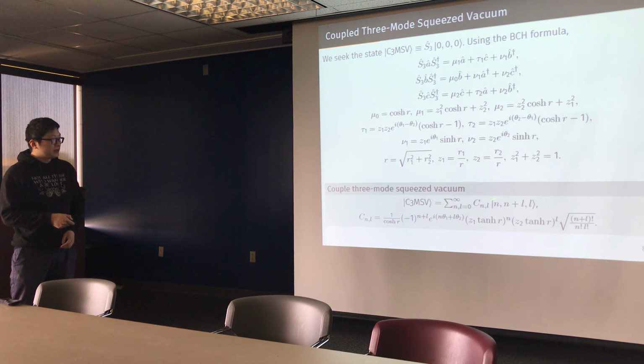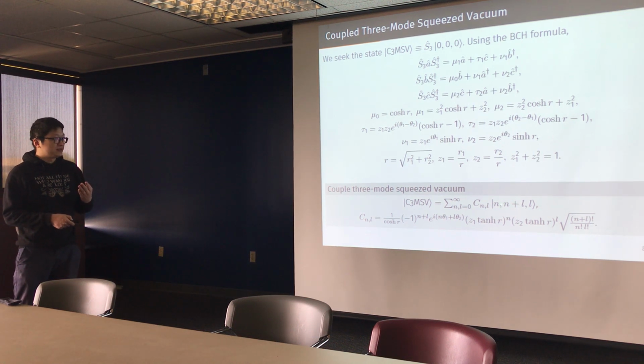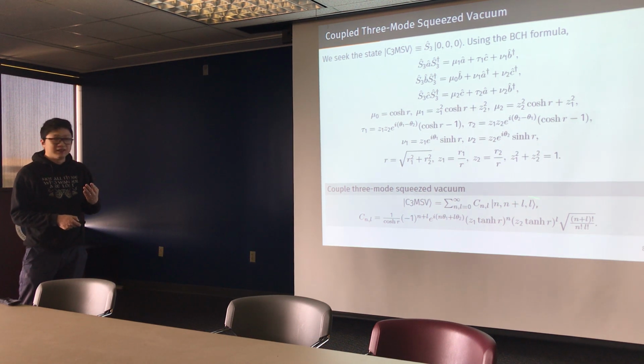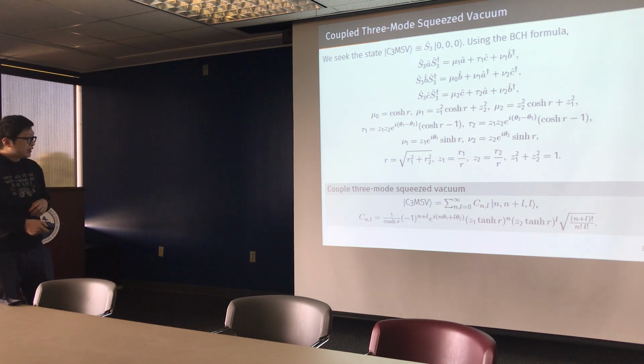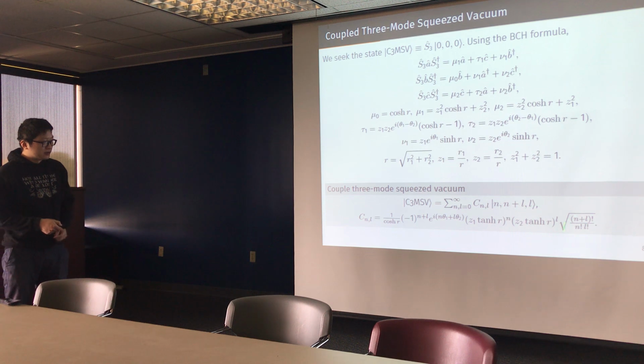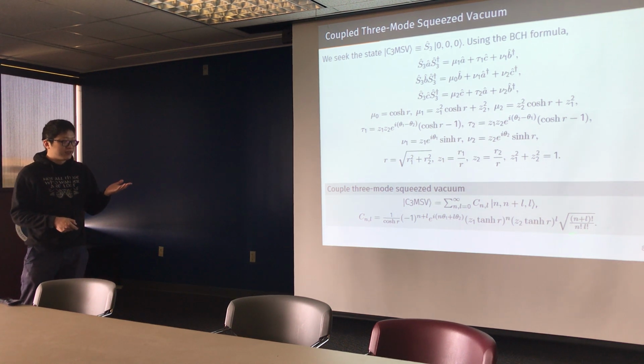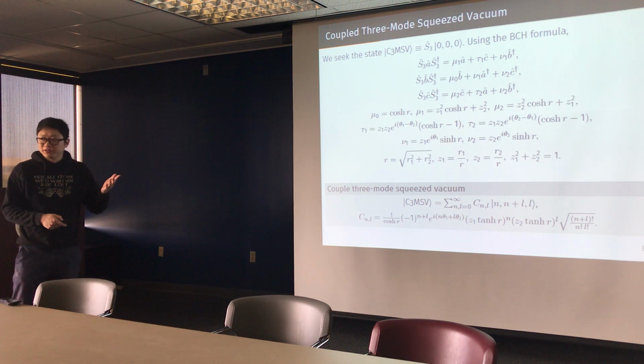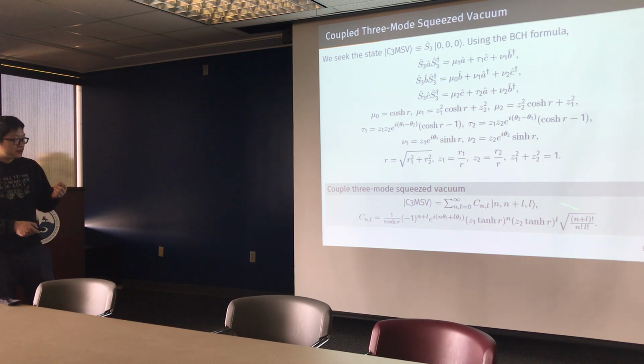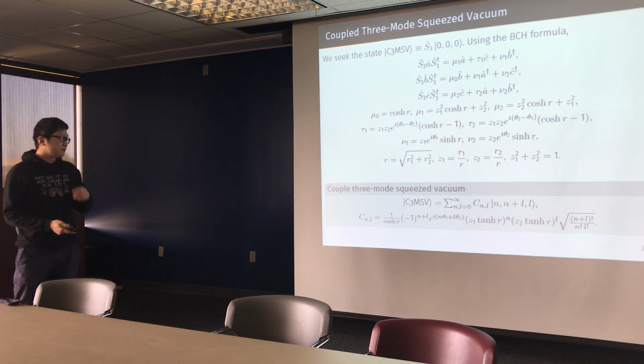So here we can see that mode B, the photon number in mode B, is always the sum of the photon number of A and C. And so in addition to the coupling term R, there's an extra binomial coefficient here that's n plus L choose n, or choose L, the same thing. So this is also another term that shows the coupling between the two processes.